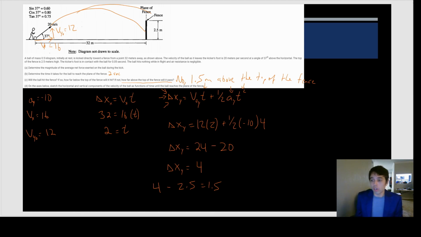All right. Let's do part D. Have I got room for part D? Let's do what's part D. On the axes below. Oh, I had graphs and I think I cut it off. Okay, axes below. Sketch the horizontal and vertical components of the velocity of the ball as functions of time until the ball reaches the plane of the fence.